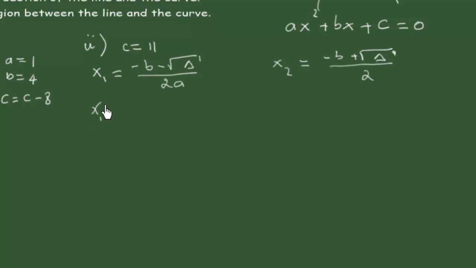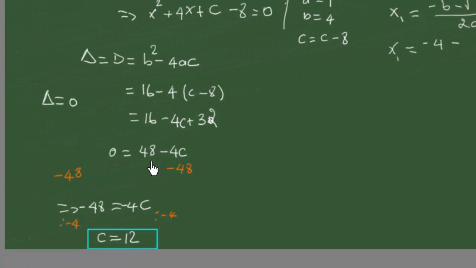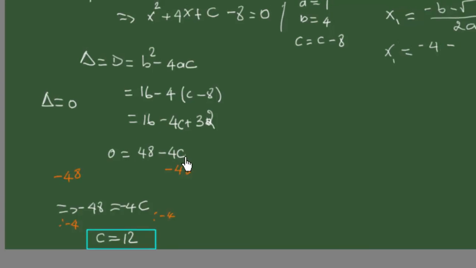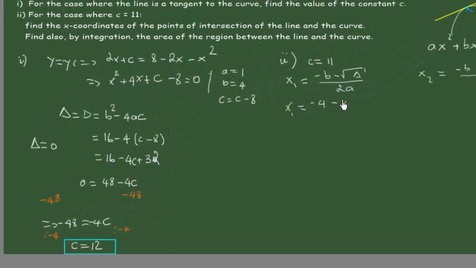So x1 here is going to give us minus b. We said that b was 4 here, so we're going to have minus 4 minus the square root of the discriminant. Discriminant is what we got here, 48 minus 4c. Okay, so we're going to have 48, square root of 48 minus 4 times c, and c is 11. It means minus 44. That's all divided by 2 times 1, because a equals 1.